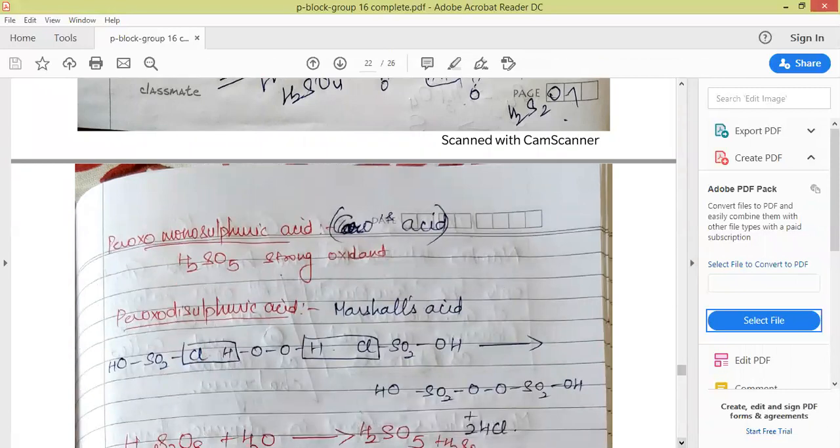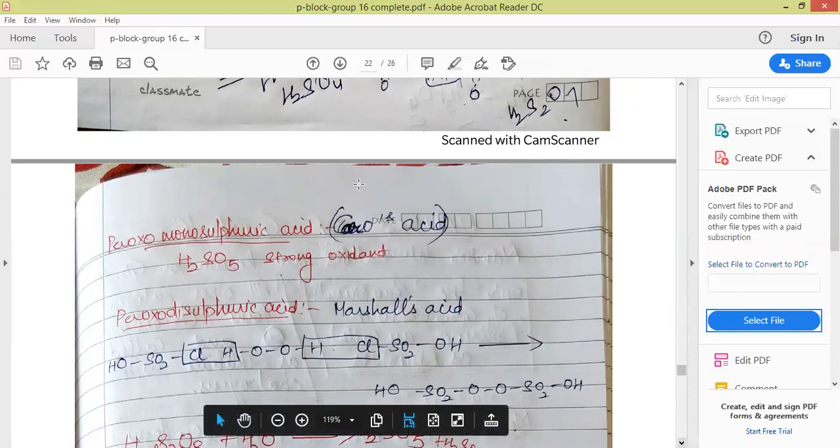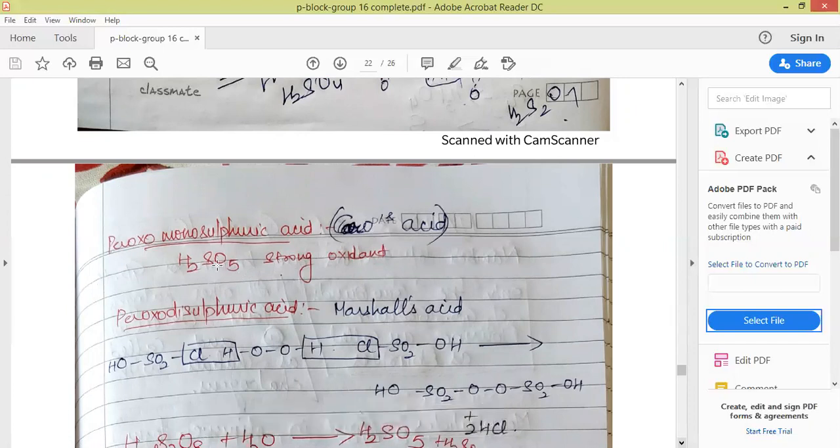Next is peroxomonosulfuric acid. Nothing is asked about the preparation and properties of peroxomonosulfuric acid and peroxodisulfuric acid. You just have to memorize the formula and the common names. Peroxomonosulfuric acid is Caro's acid, which is H2SO5, formed by addition of one oxygen to sulfuric acid.